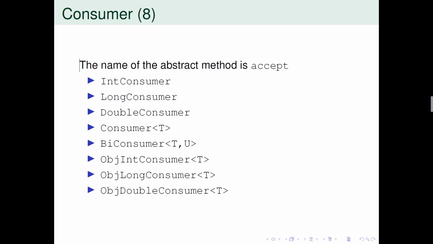If it's a consumer, there are eight kinds of consumers. These are the eight functional interfaces in the java.util.function package. IntConsumer: input is an int, return void. Input is long, input is double, and simply a Consumer, where input is any reference type, so it's a type T. Just like we have one input, we can have two inputs. So it's a BiConsumer of T comma U, two inputs T and U. Or a combination of a primitive and a reference type, so here it is ObjIntConsumer, some object and an integer. I think you understand the method signature.